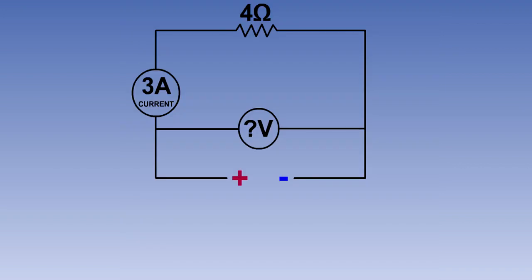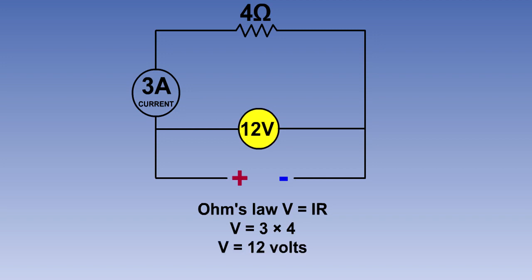To reinforce Ohm's law, we will look at a couple of examples. In this circuit, we know that the resistance is 4 ohms and the current is 3 amps. So using Ohm's law, we can find the applied voltage. V equals IR, so the voltage is 3 multiplied by 4, or 12 volts.